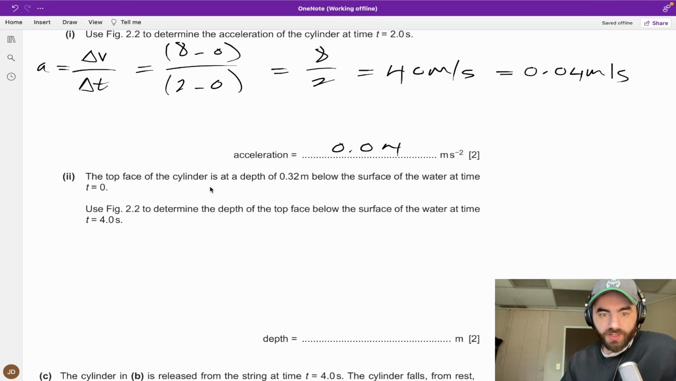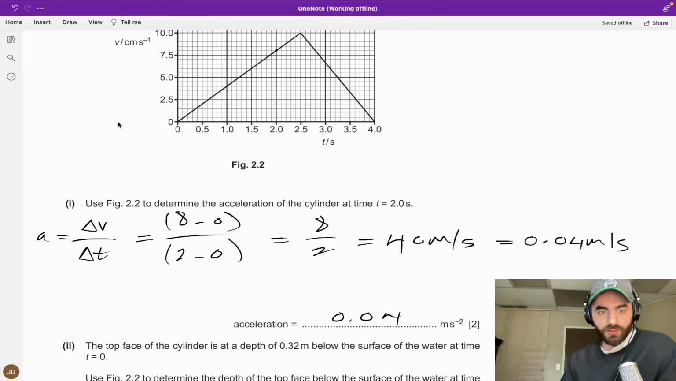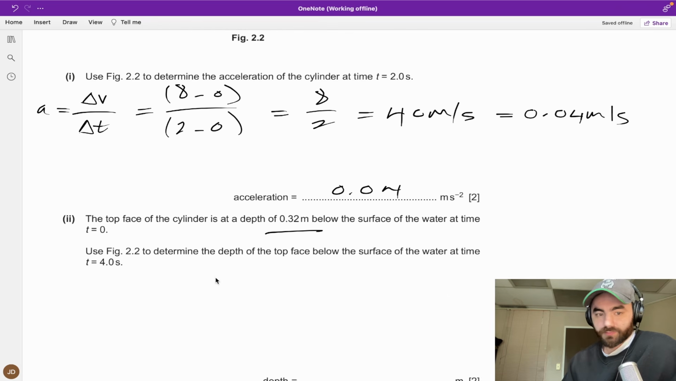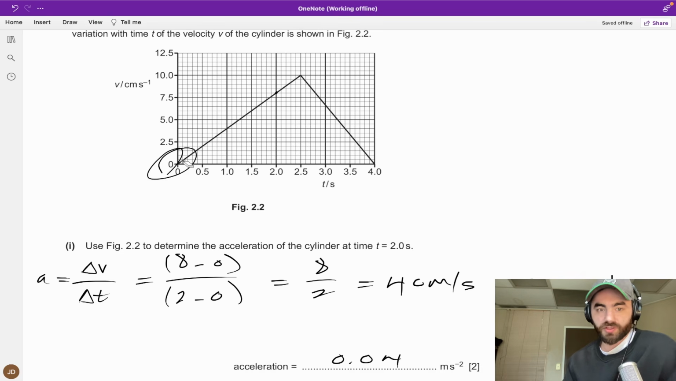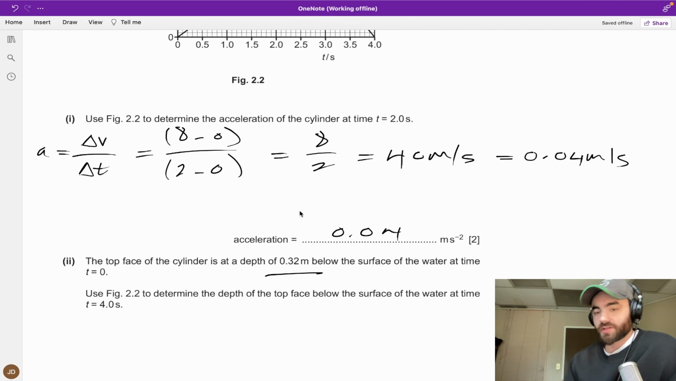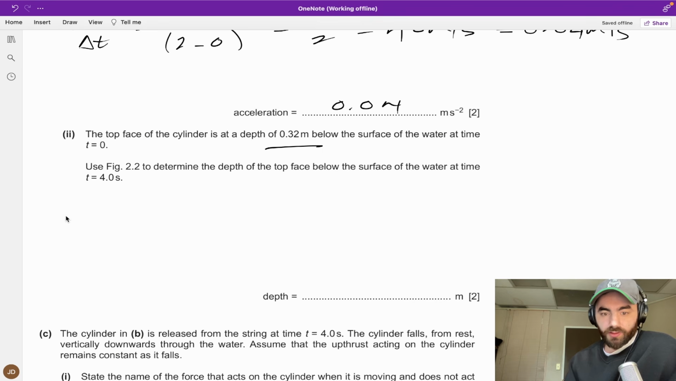Cool. The top face of the cylinder is at a depth of 0.32 meters below the surface of the water at time 0. Okay, so at this point, it's at this depth. But obviously it's being pulled up, so it's going to start moving. So use this to determine the depth of the water at 4 seconds. So we just need to find the displacement of this object, which is the area under this graph. Go watch my kinematics video. Okay, so we just find the area under this graph. It will give us it in centimeters. Change that into meters, and then just minus that from that to find the depth.